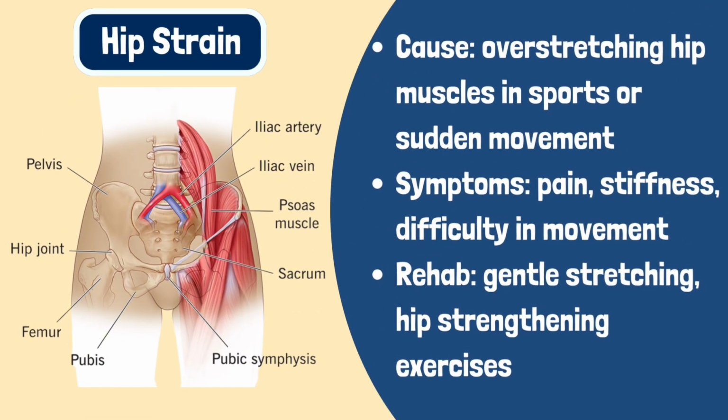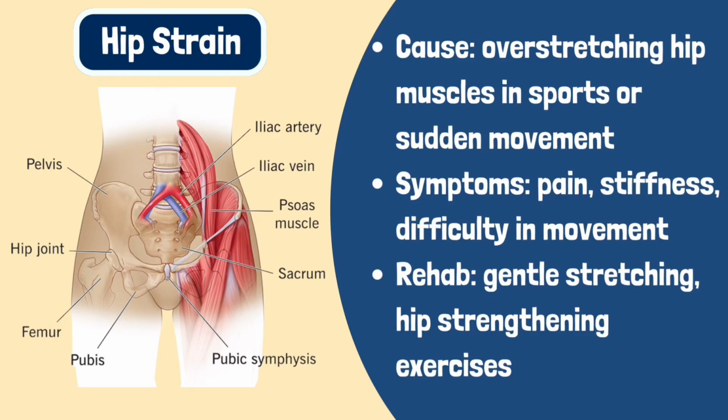First is the hip strain. A hip strain happens when the muscles around the hip are overstretched or torn. This usually occurs during sudden movements such as sprinting, twisting, or kicking, especially when the body isn't warmed up properly.